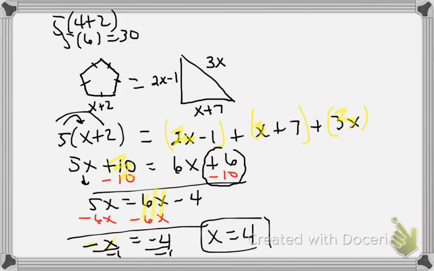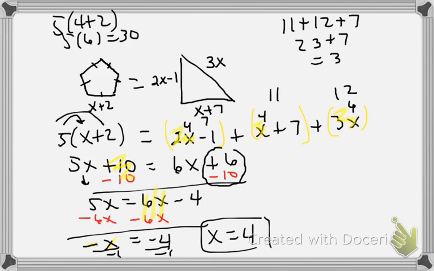Now I'm going to take each of these, remember I put 4 in here, so if I put a 4 there, that's going to be 12. If I put a 4 in here, that's going to be 11. And if I put a 4 in here, that's going to be 7. So I'm looking at 11 plus 12 plus 7. Well, that is 23 plus 7, which equals 30. So both of these shapes, when x equals 4, they both have the same perimeter of 30. So x has to be 4 for them both to have the same perimeter of 30.